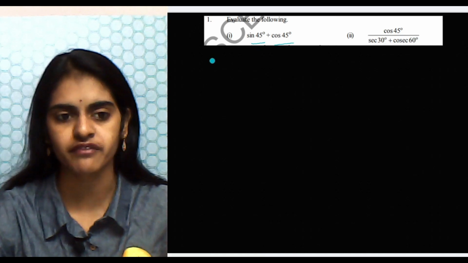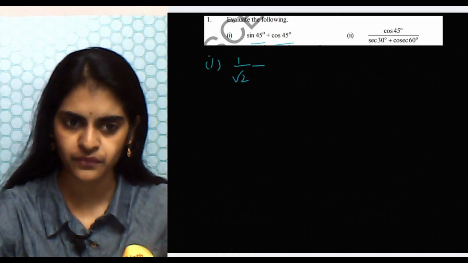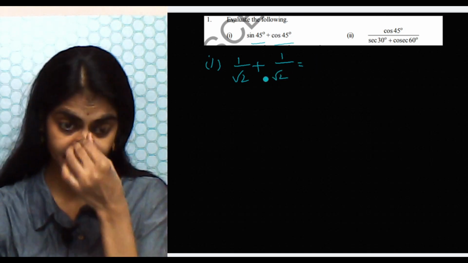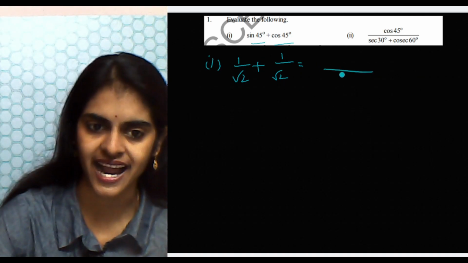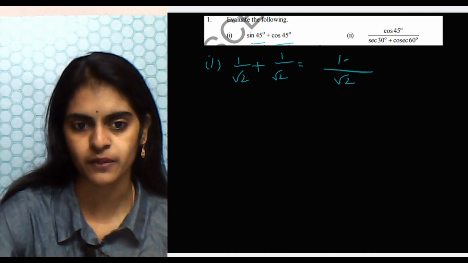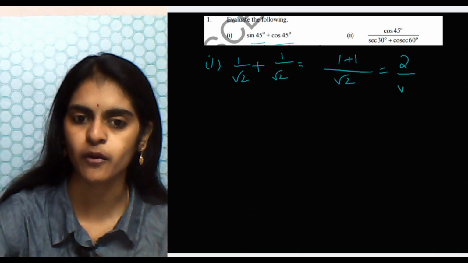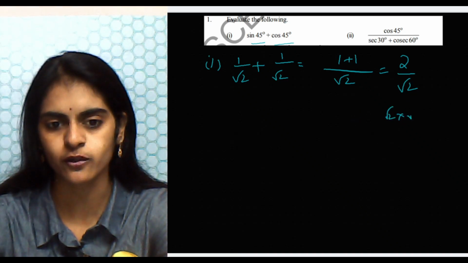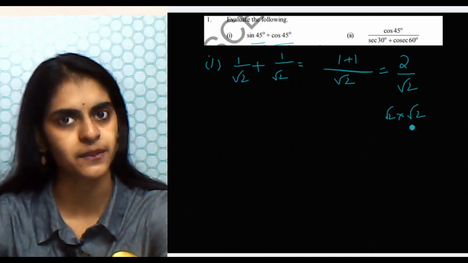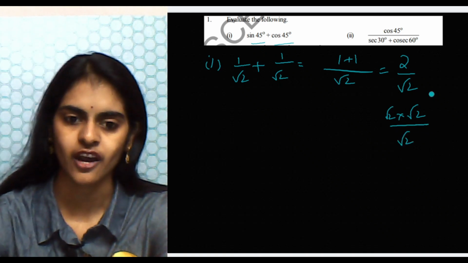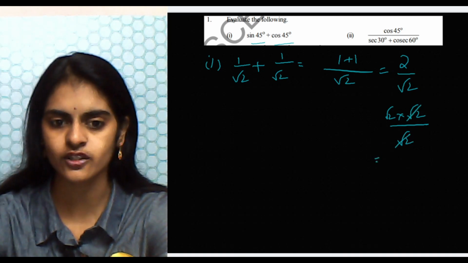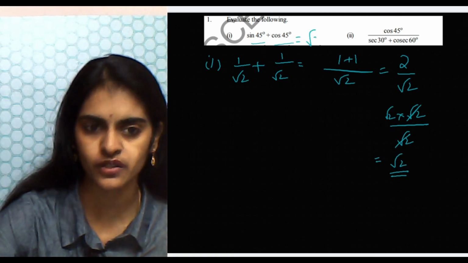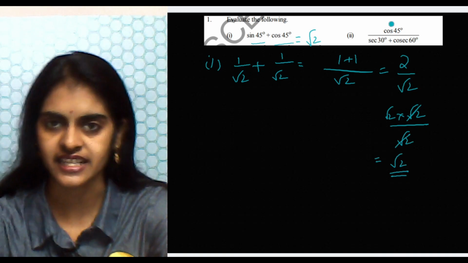We know that sine 45 is nothing but 1 upon root 2. Cos 45 is also equal to 1 upon root 2. They are like fractions, so simply you can add them. Denominator is the same, numerator is 1 plus 1, so it is 2 upon root 2. This 2 I can write as root 2 multiplied by root 2, divided by root 2. This root 2 and root 2 get cancelled, so the answer you have is root 2. So sine 45 plus cos 45 is nothing but root 2. Clear? Now let us move on to the next question.